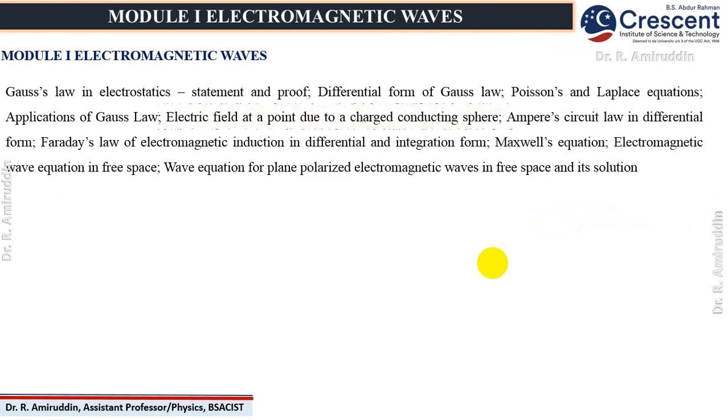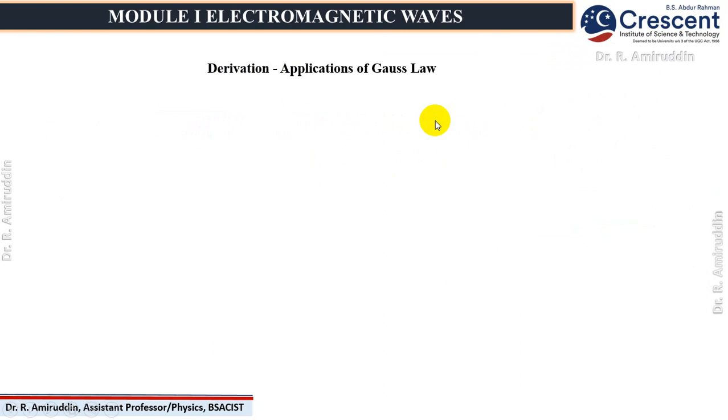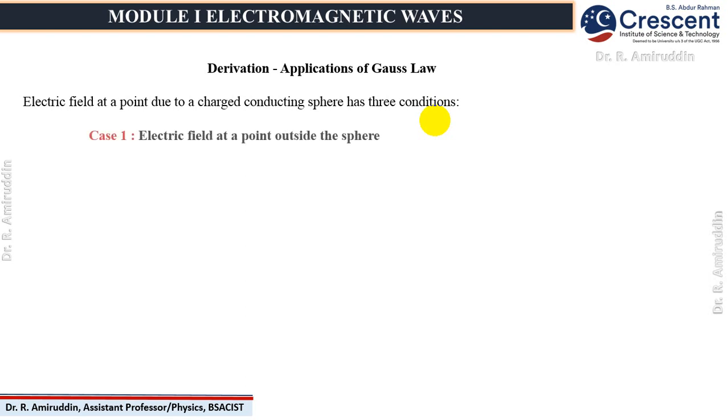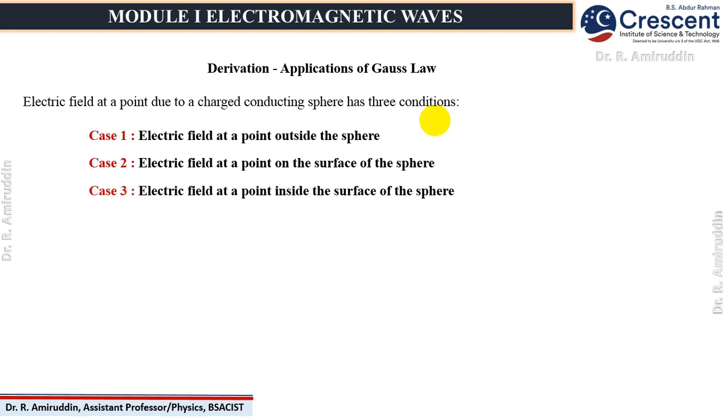So the next topic is the application of Gauss law. There's a small derivation where we are going to find out the electric field at a point due to a charged conducting sphere. For this case, we'll consider 3 conditions. Case 1 is electric field at a point outside the sphere, case 2 is electric field at a point on the surface of the sphere, and case 3 is electric field at a point inside the sphere. So using Gauss law, we are going to find out the electric field for 3 different cases. Let us analyze one by one.